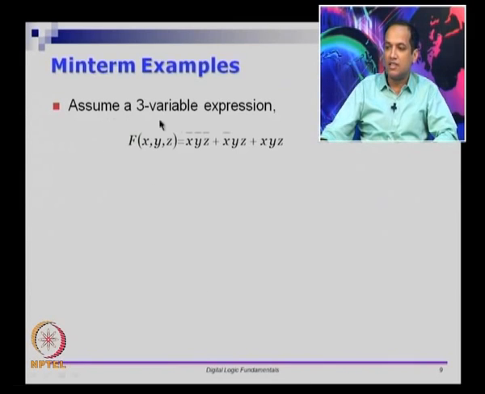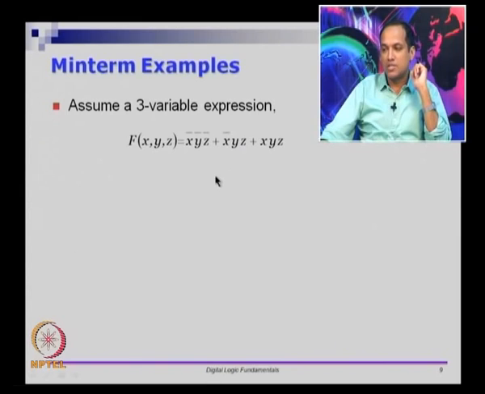Let us look at this 3 variable expression here. This is x bar y bar z bar, x bar y z, x y z. It is a function on 3 variables x, y and z. Can you tell me whether this is a valid sum of products expression? Just take a while and think about it. There is a sum separating 3 terms and each of these terms is a product. So it is a valid sum of products expression.